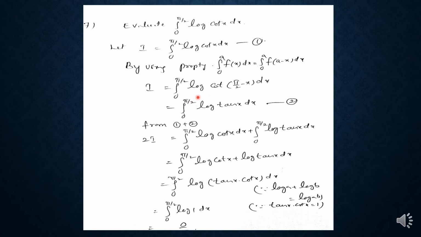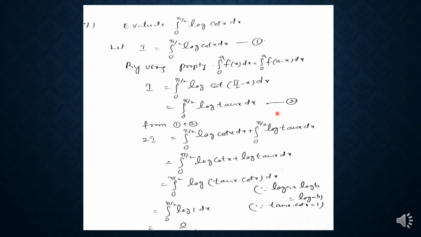Integral 0 to pi by 2 log of cot of 90 minus theta is tan theta. So log of tan x dx. This is the second equation. Now the first equation is the given integral, that is 0 to pi by 2 log cot x dx. By substituting the fifth property in the first equation, we got this second equation, that is I equals integral 0 to pi by 2 log tan x dx.